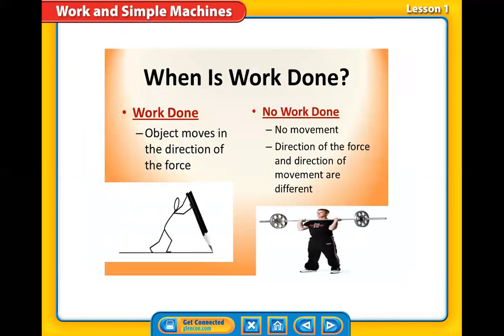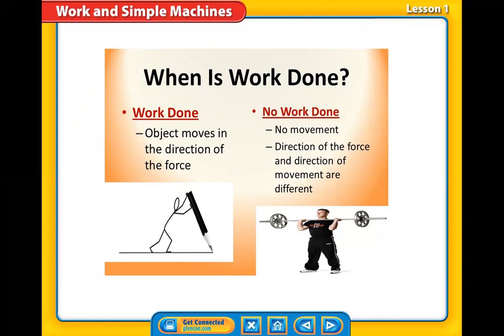When work is done, it's done when you move the object, as we said. But also you have to move the object in the direction of the applied force. If you are pushing the pole or something on the ground towards the right side and the object will move right, it means that there's work done here. But if you are applying a force and the object will not move, so no work done. Or if you are applying a force and the direction of the movement and the direction of the force are not the same, so no work is done here.